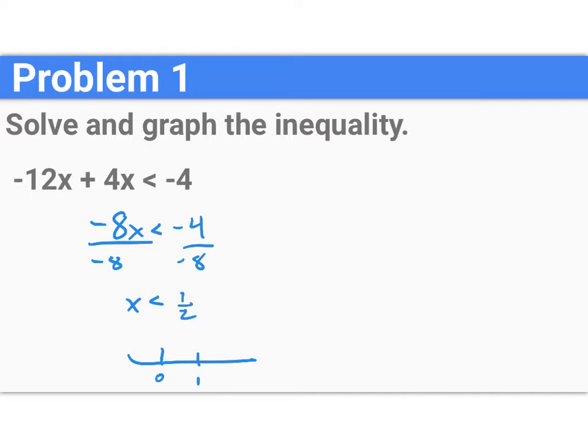0 and 1. 1/2 is halfway between. That's why it's called 1/2. And it does not include 1/2.